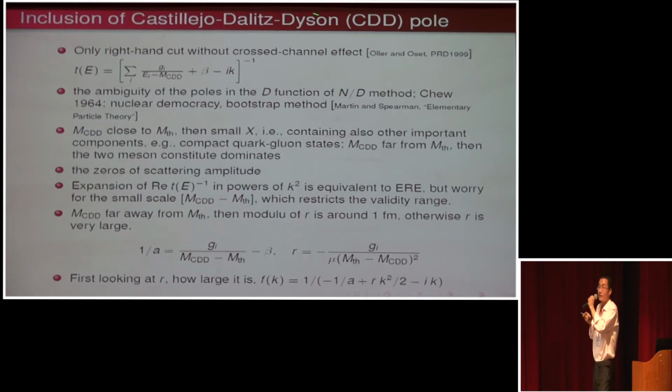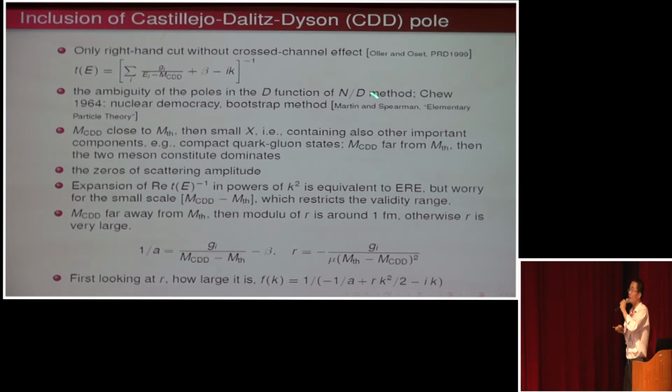This was done by Dyson, because the CDD pole is very important to distinguish elementary and composite particles. If the CDD pole is very close to the two-body threshold, it will result in a very small compositeness. In this way, we will see that it contains many other important components, like the compact quark-gluon state. If the CDD pole is very far from threshold, you will get a large compositeness, like 0.8 or 0.9, as we showed before. Then it means it contains a large portion of two-meson constituents.